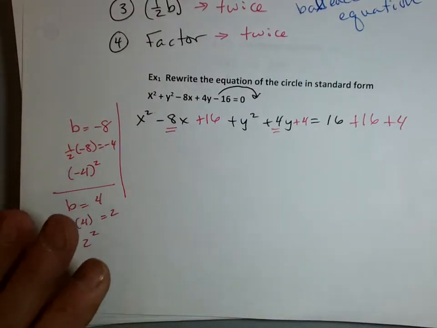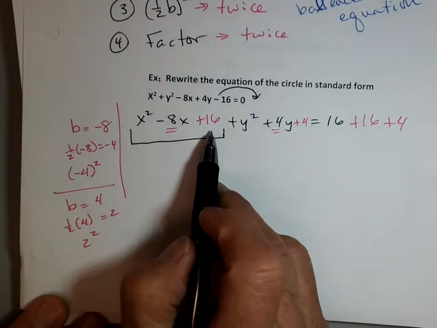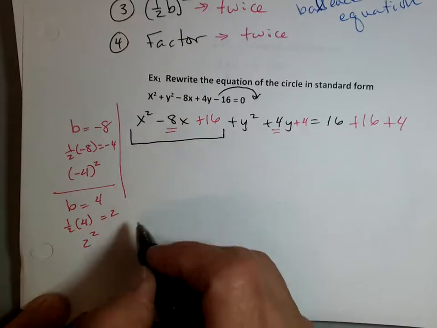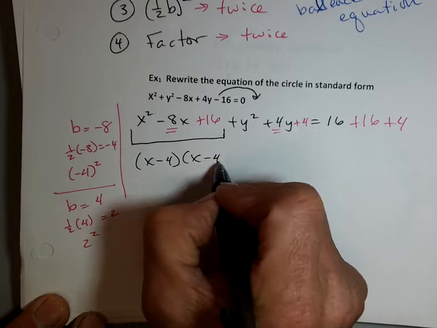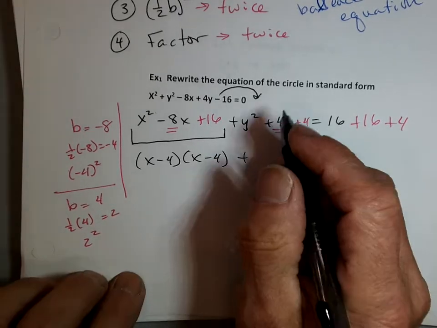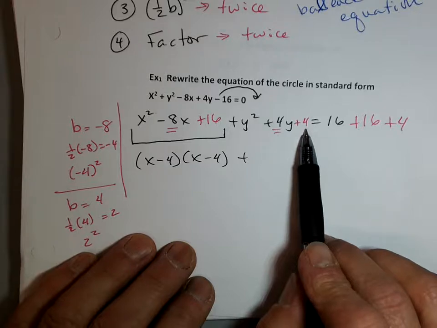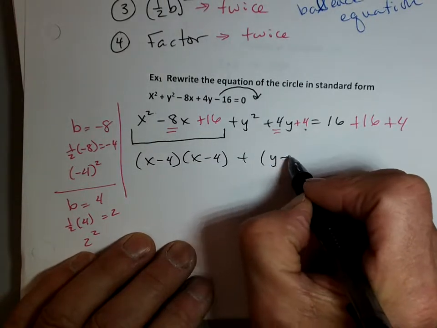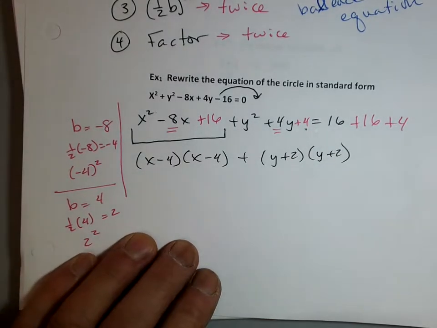In fact, if I take a look, I'm going to factor twice. Multiples of 16 that add up to -8: -4, right? You guys agree? So this is just going to be x minus 4, x minus 4, right? Plus, I'm going to factor again. Multiples of 4 that add up to 4 are 2 and 2, right? So this is y plus 2 and y plus 2. Okay, so far so good.